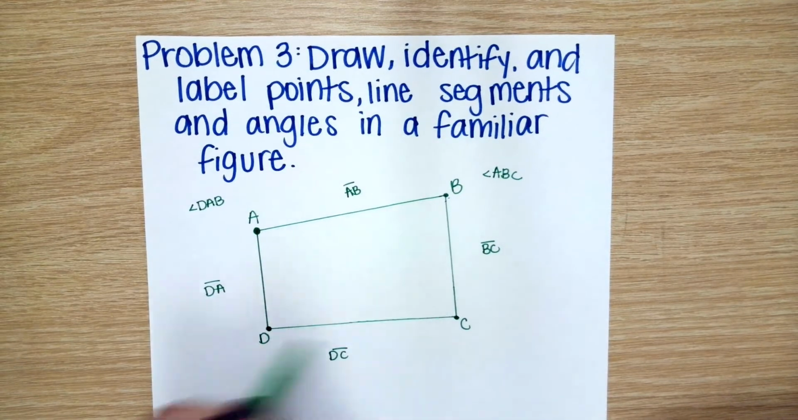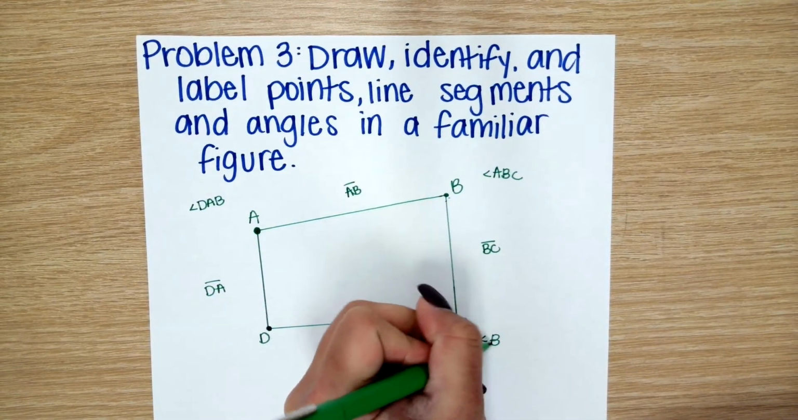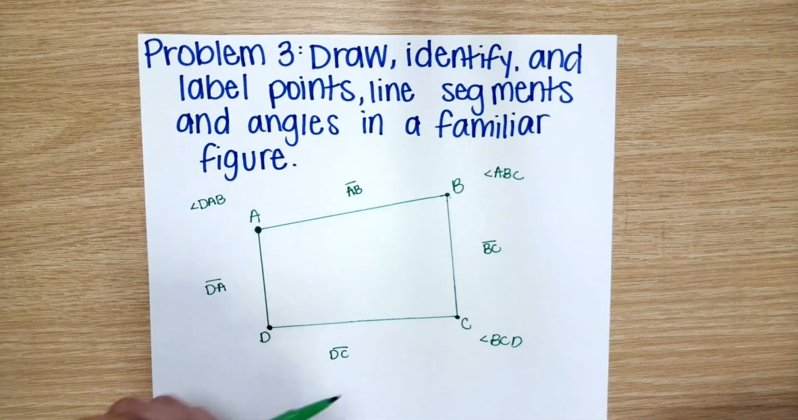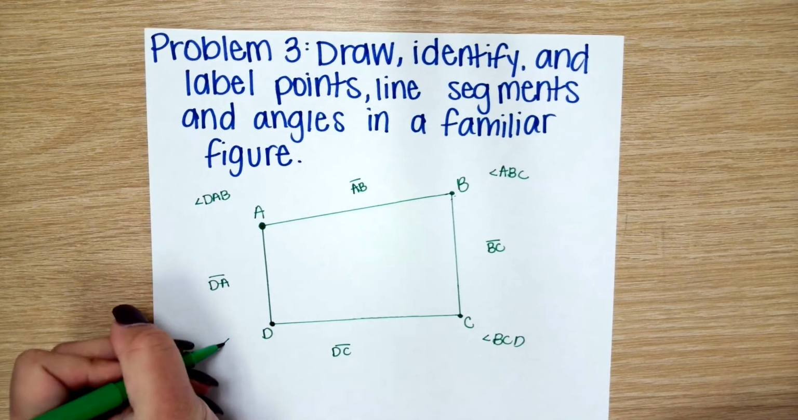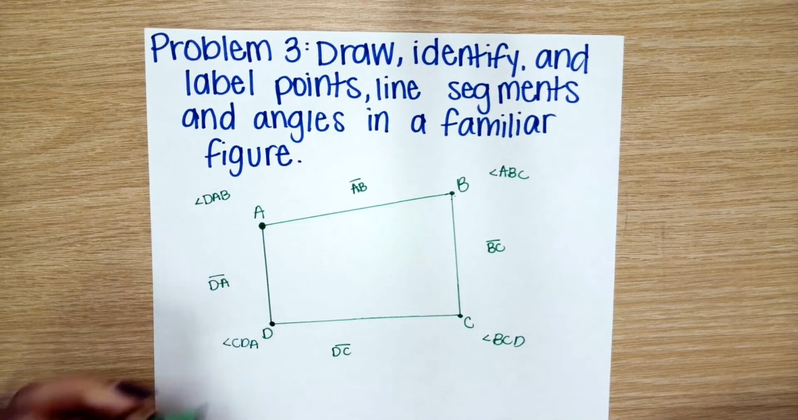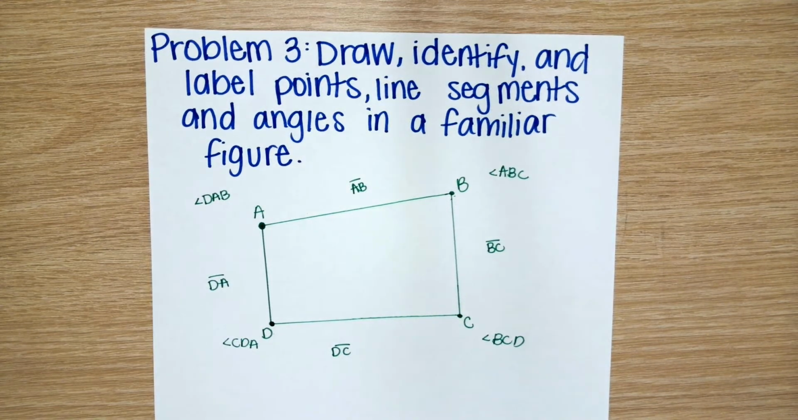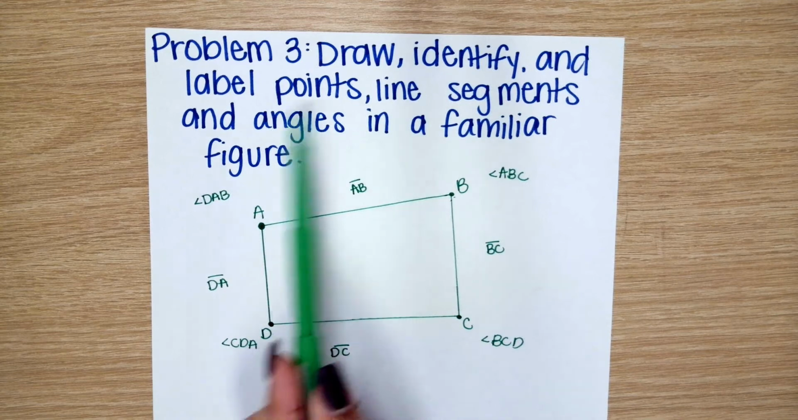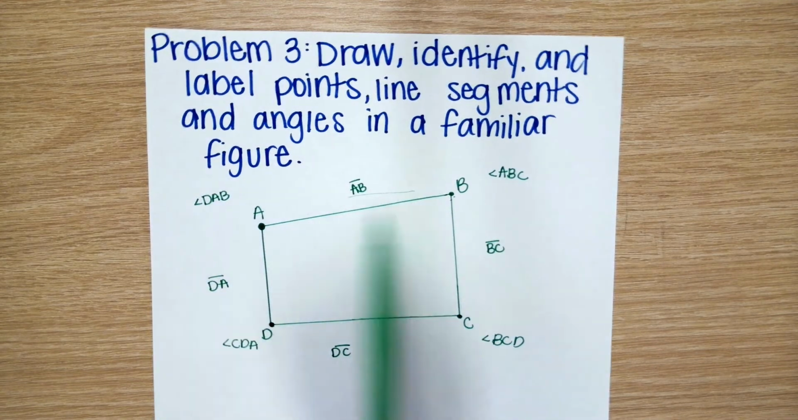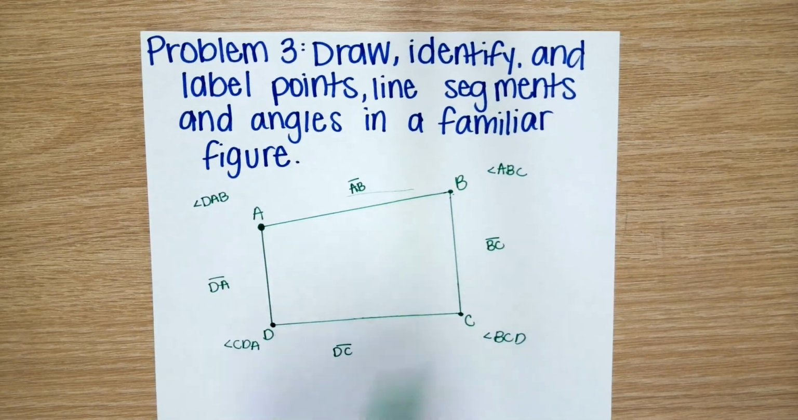I'm also seeing BCD. And we have CDA. Notice I'm writing that in the order that I see it. The midpoint is always in the middle. So I have 4 different angles coming off of this shape. So I want you to remember that we can draw, identify, and label points, line segments, and angles in familiar figures and shapes like what we see here.